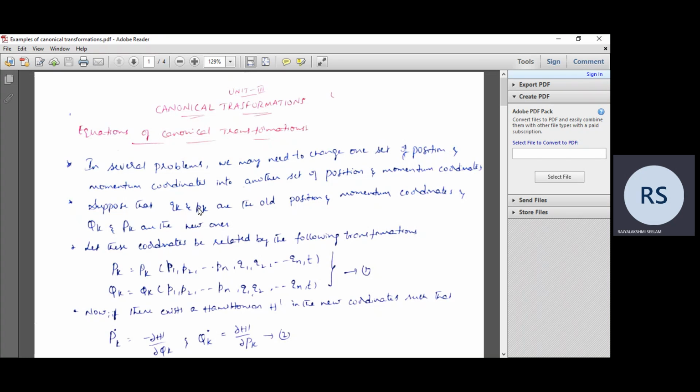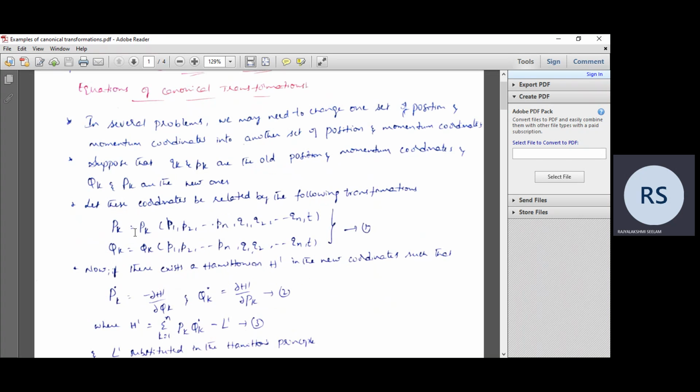These are the old position and momentum coordinates. Small q_k, small p_k are the old position and old momentum coordinates. And here we are changing into another set of coordinates. That means capital Q_K and capital P_K are the new position and momentum coordinates. So we have a relation between old and new coordinates.